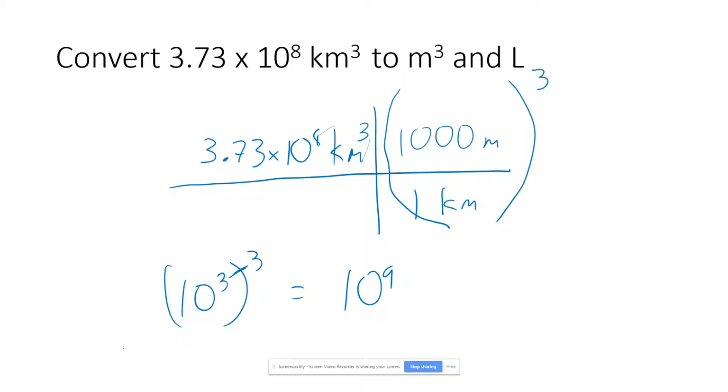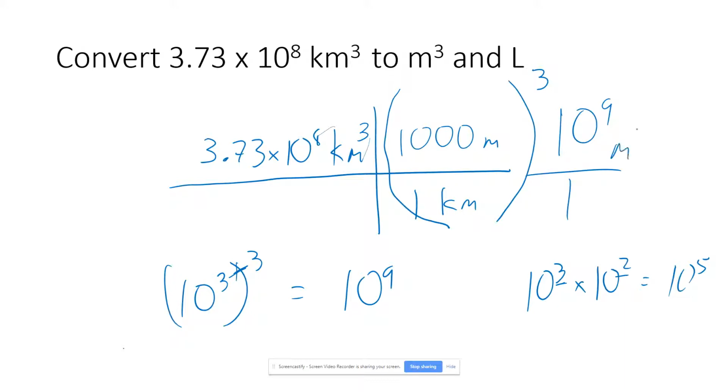Because when you multiply things like 10 to the third times 10 squared, you add the exponents. So that equals 10 to the fifth. And when you raise it to a power, you multiply these things. So it's 10 to the ninth. So this isn't something that happens a lot, but it's just to make sure you know how to do this. So 3.73 times 10 to the 8th will be multiplied by 10 to the ninth, and 1 to the third power is still 1. So it's 10 to the ninth meters cubed and 1 kilometer cubed. I should have done that in a different color, but hopefully you get that. So ignore that. It's 10 to the third, 10 to the ninth, right?